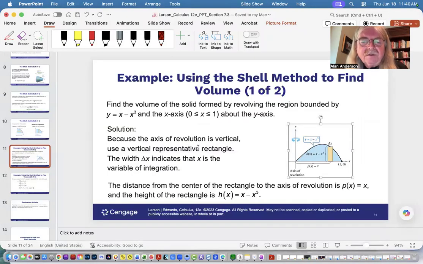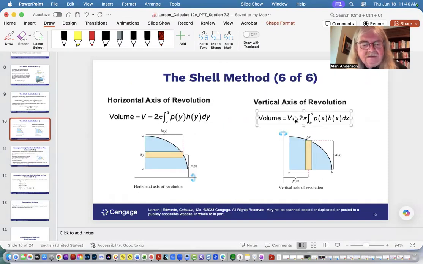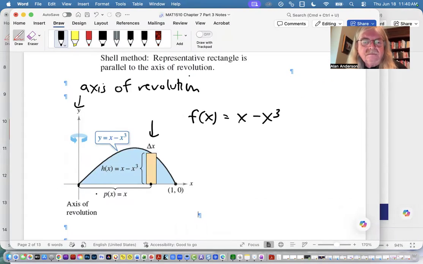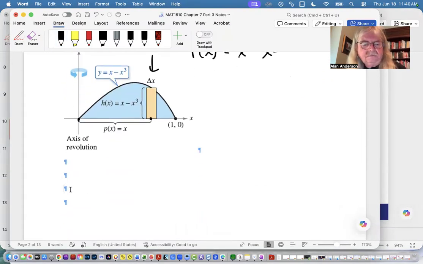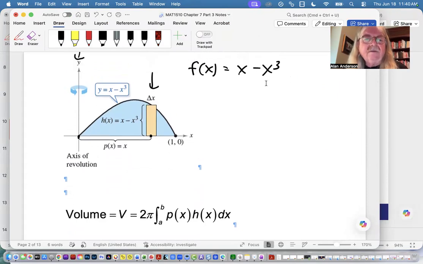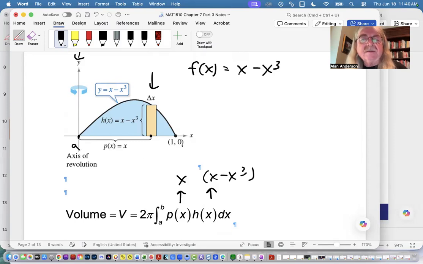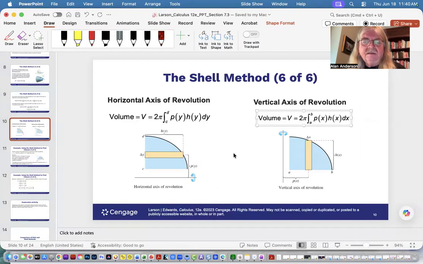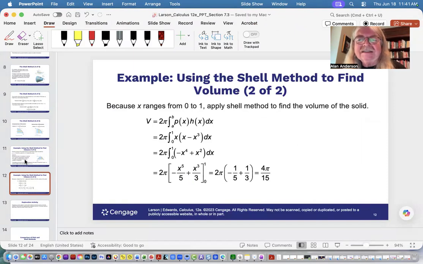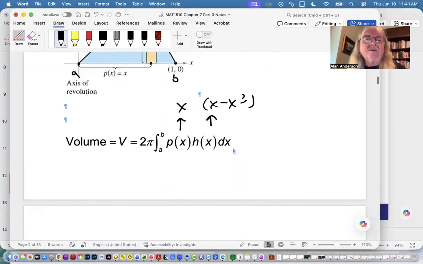So what formula are we using? Let's go back. That would be this one. Again, we already know p of x is x in this case. h of x is x minus x cubed. Now, what about the endpoints? Well, that's easy because they told us to restrict ourselves to 0 to 1. Sometimes we have to figure that out ourselves. We got lucky here. So all we have to do is make some substitutions.